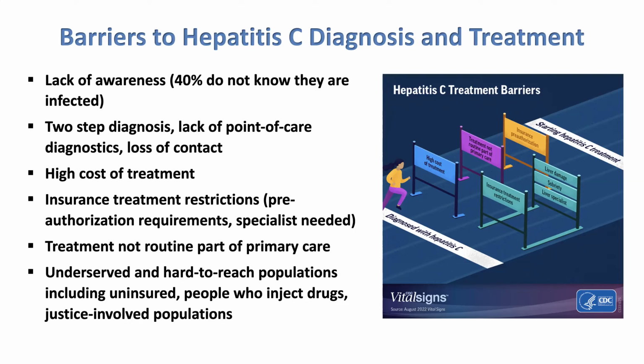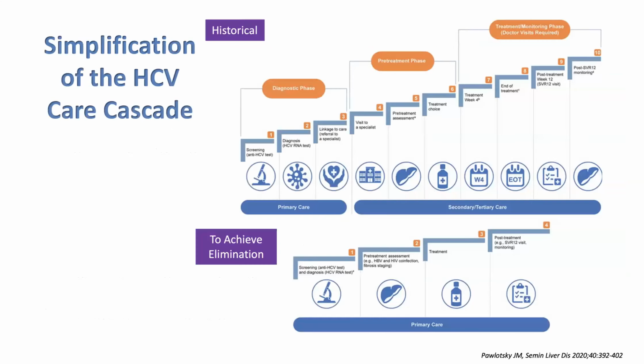And then finally, where hepatitis C is, is in populations that are more difficult to reach: uninsured, persons who inject drugs, those that are involved in the justice system. Those are where we know there is high prevalence of hepatitis C, and that can be a more difficult group to get into care. So these are all barriers, but all of them can be overcome.